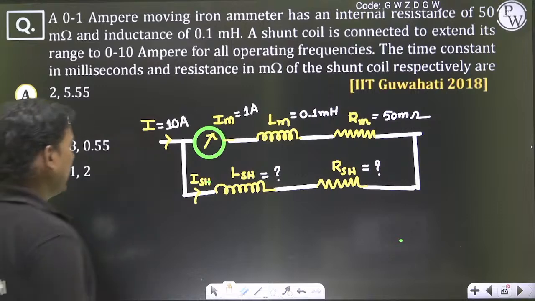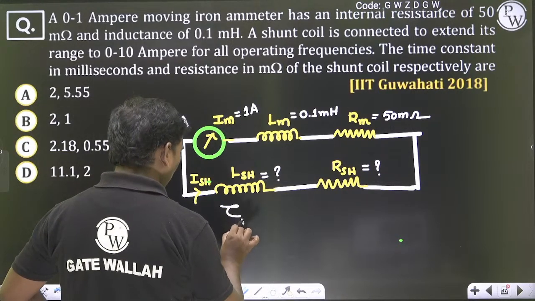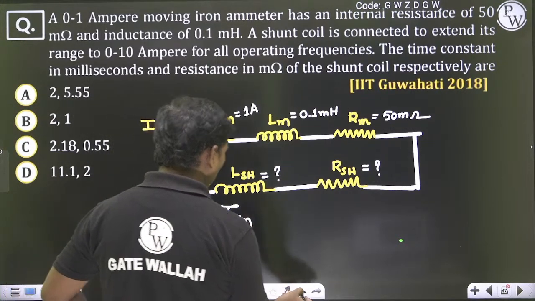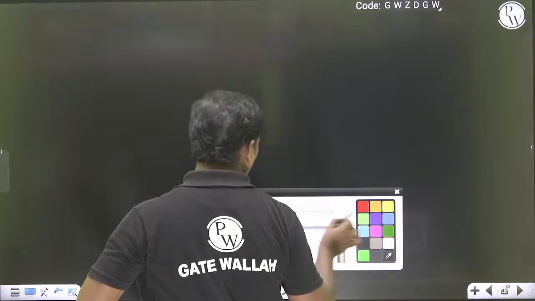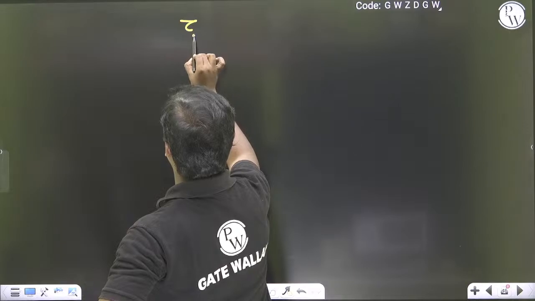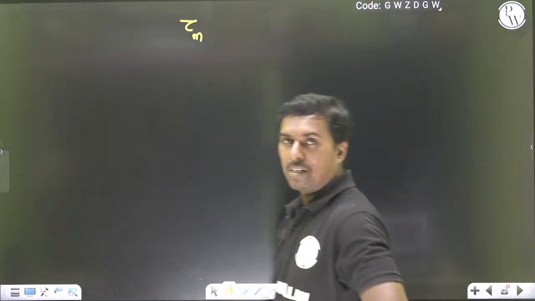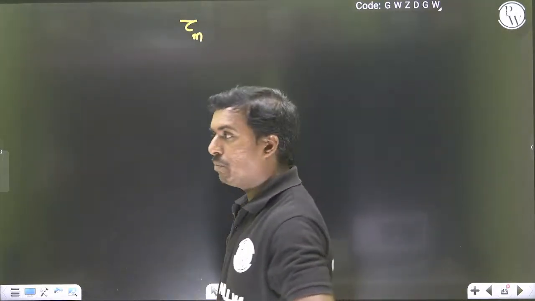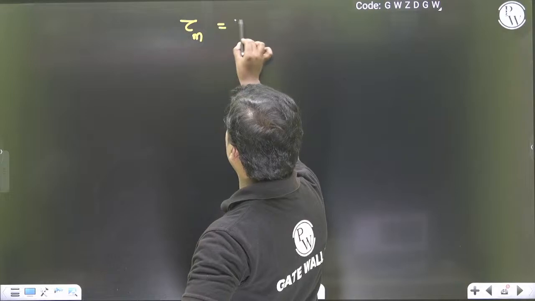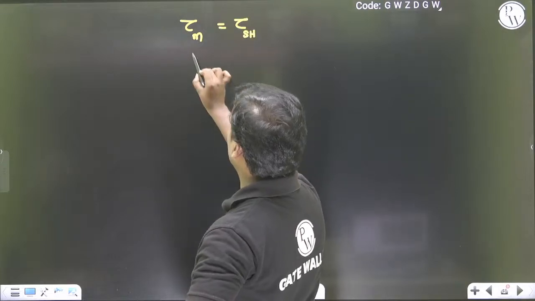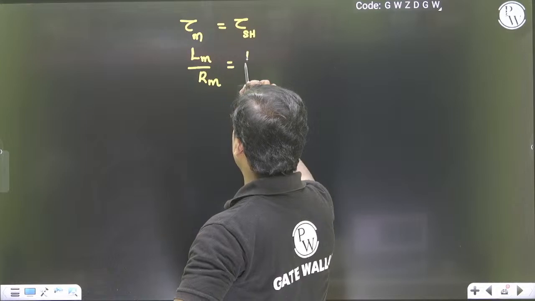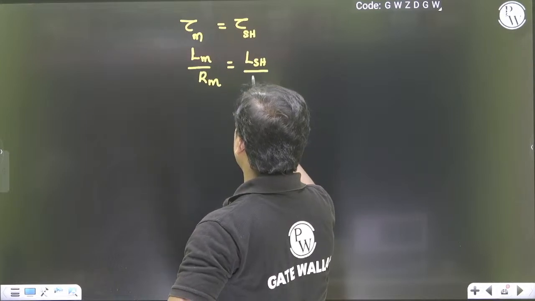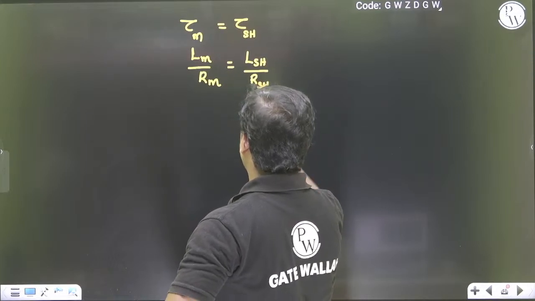Okay, so we can do it now. The time constant of the meter and the time constant of the shunt must be the same. From that we can solve for some information. Generally we have to choose a shunt component in such a way that it matches the time constant, so tau m must be equal to tau sh. So this is Lm by Rm, and this is LSH by RSH.